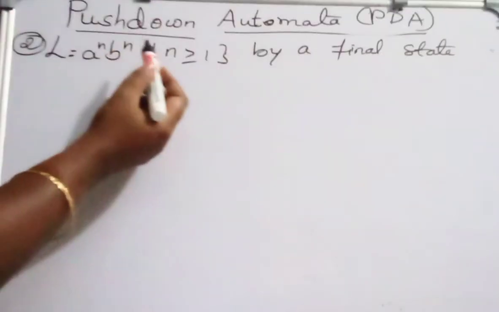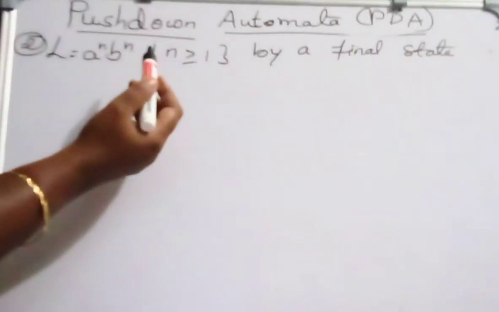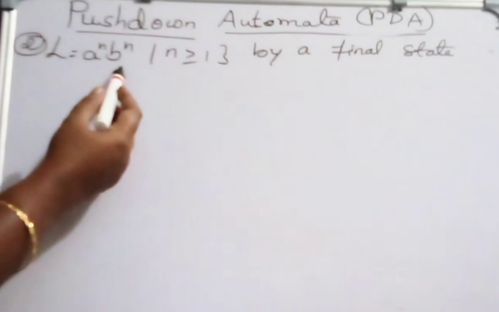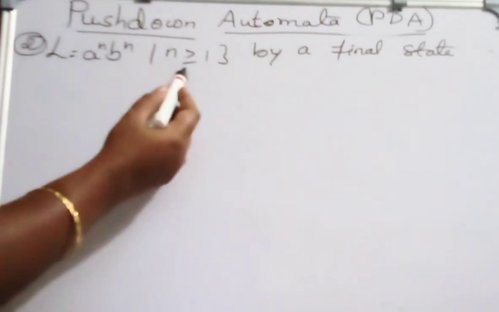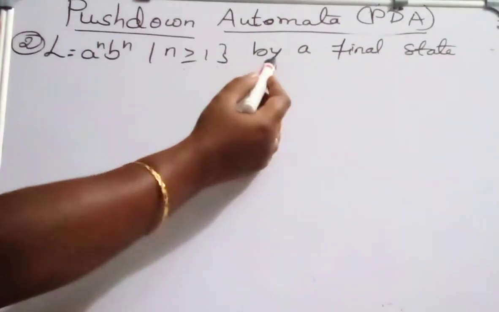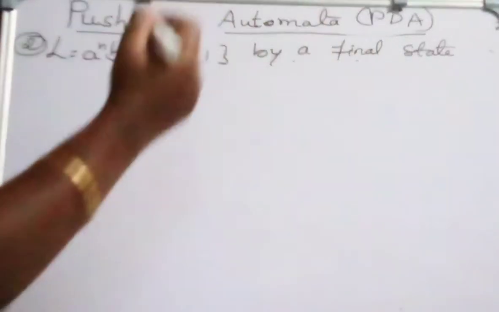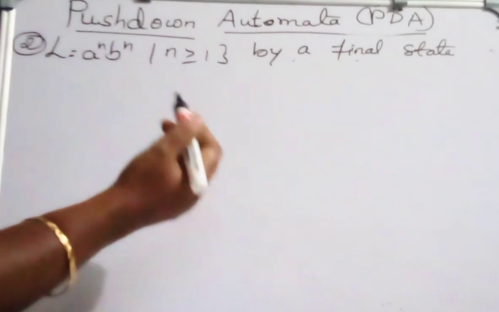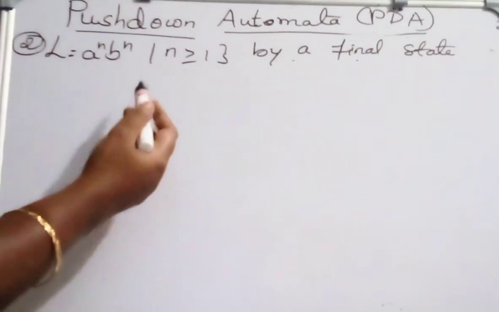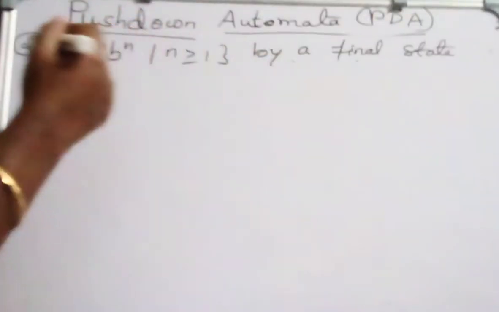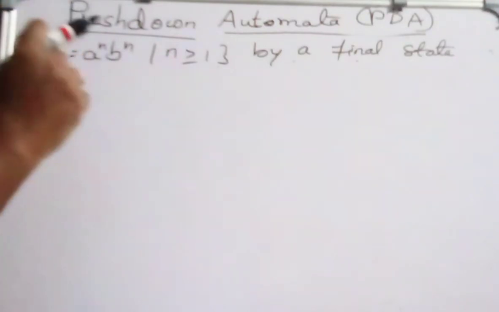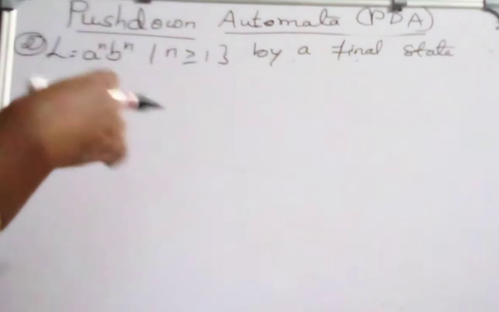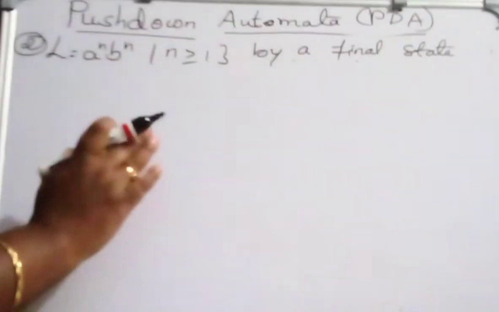So here, consider how to design an automata for the language L equal to a raised to n b raised to n, where n is greater than or equal to 1, by the final state method. Or you may get a question: draw a PDA to accept by an empty stack or by a final state. Then you only have to change the last configuration. How to change that last configuration, I will tell you.